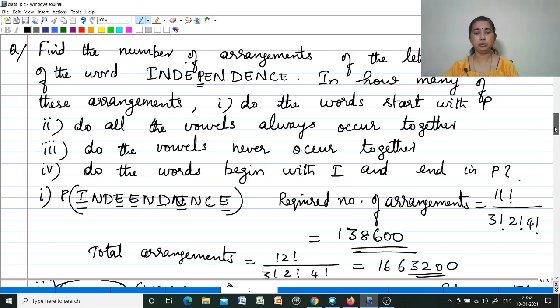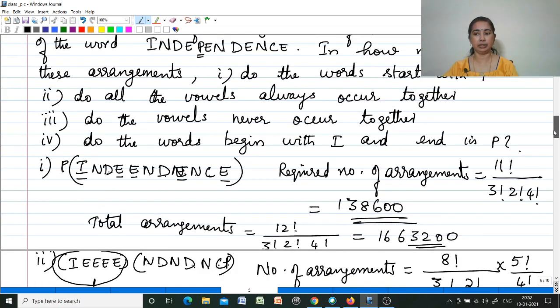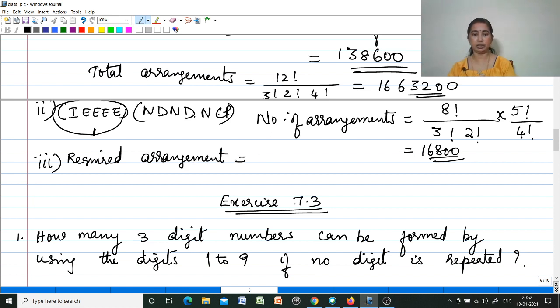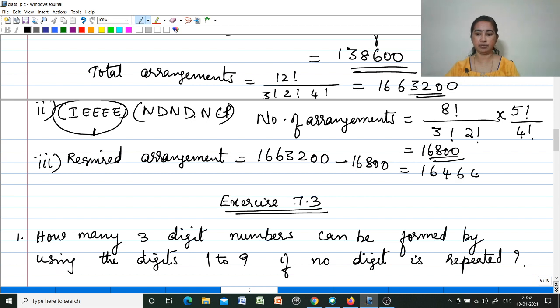Now the third question: do the vowels never occur together? In which cases do vowels never occur together? From the total arrangements, we have to subtract the cases when the vowels occur together. So the required arrangement is equal to the total arrangement, which we have already found here, 1663200, minus the arrangements when vowels occur together, 16,800. Subtracting this, we will get 1646400.